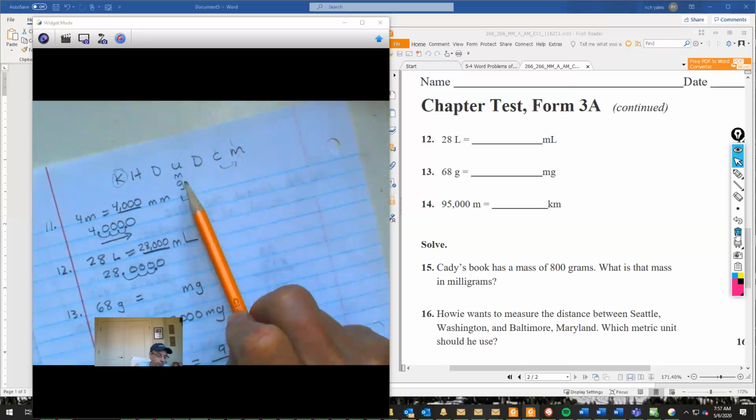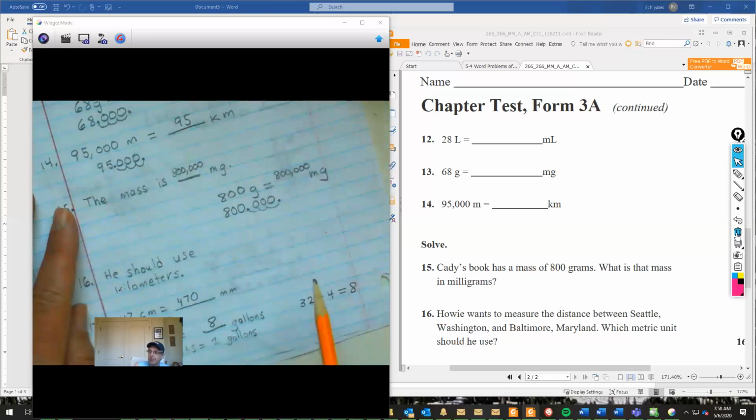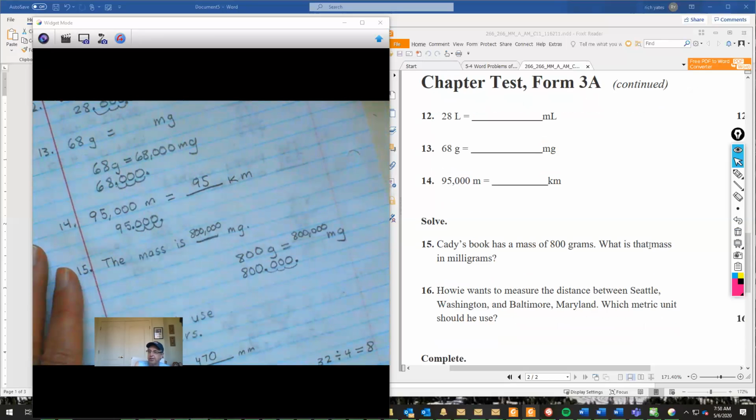Grams to milligrams, 1, 2, 3 spaces to the right. So that means that I'm going to be ending up with 800,000 milligrams. And making sure that I do an answer sentence.